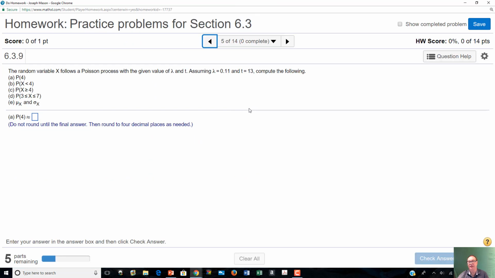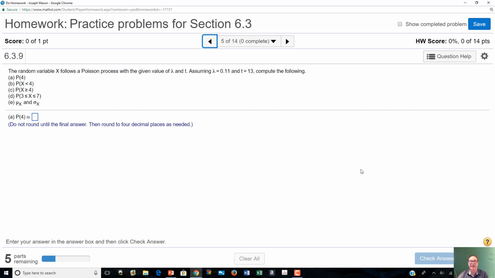From the practice exercises, I'm going to look at problem number 5. Here, the random variable x follows a Poisson process with the given values of lambda and t, assuming lambda is 0.11 and t is 13. Compute the following.